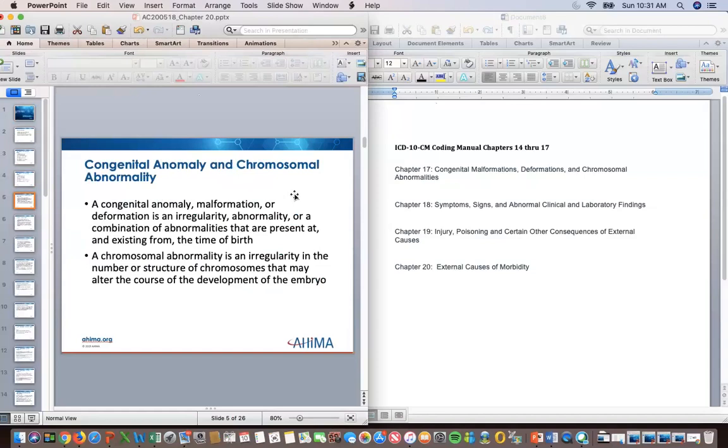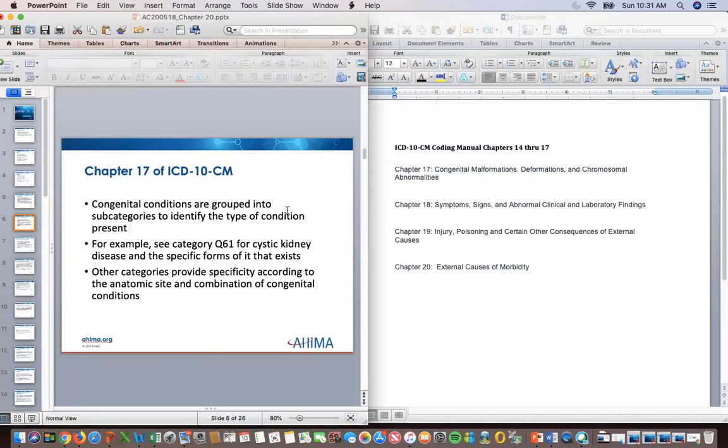Again, a congenital anomaly, malformation, or deformation is an irregularity, abnormality, or a combination of abnormalities that are present at and existing from the time of birth. A chromosomal abnormality is an irregularity in the number or structure of chromosomes that may alter the course of the development of the embryo.